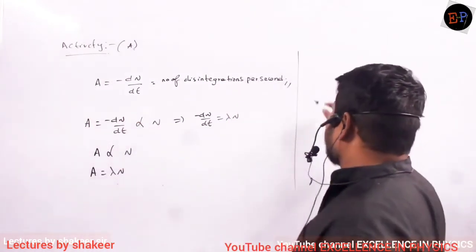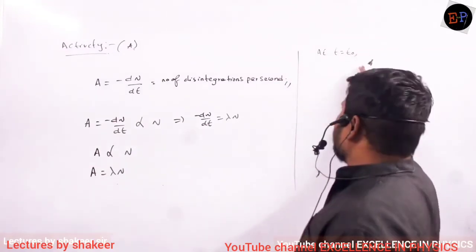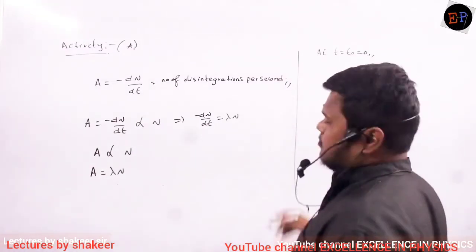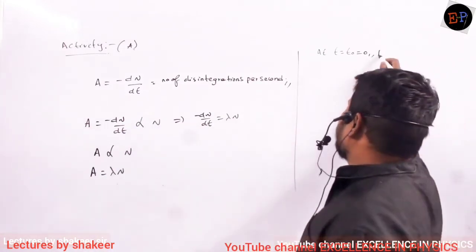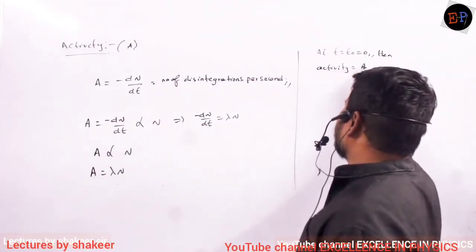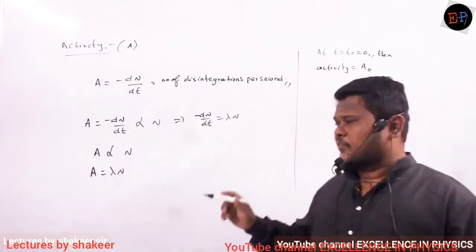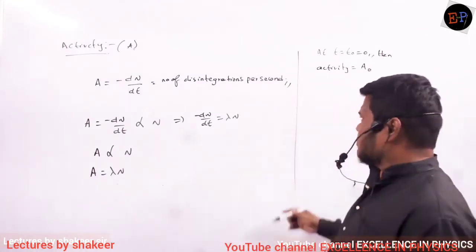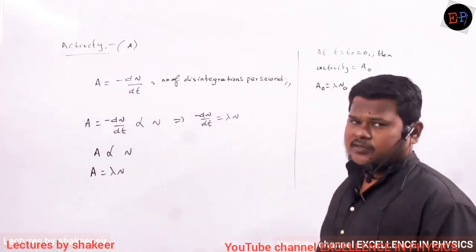Then again, what I can write is at t equals t naught, or when t naught is equal to 0, that is at initial time. When you started observation, then the activity will be A naught. And the same equation I can write as A naught is equal to lambda into N naught.